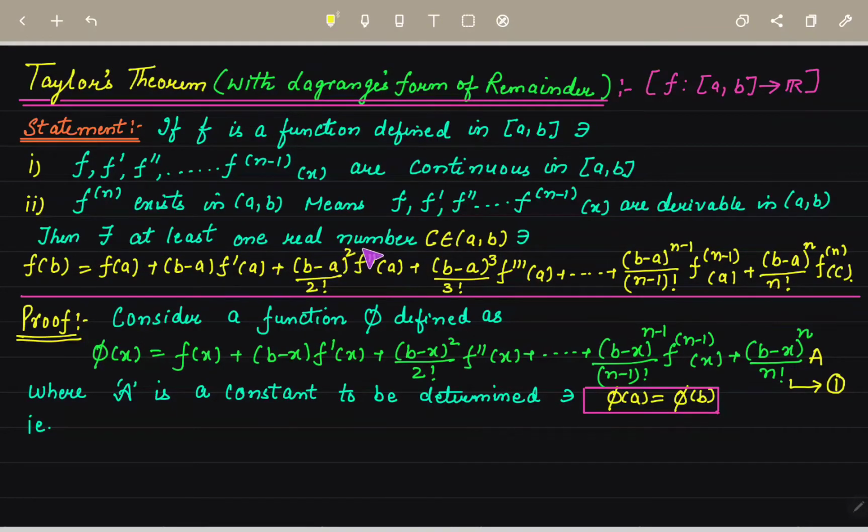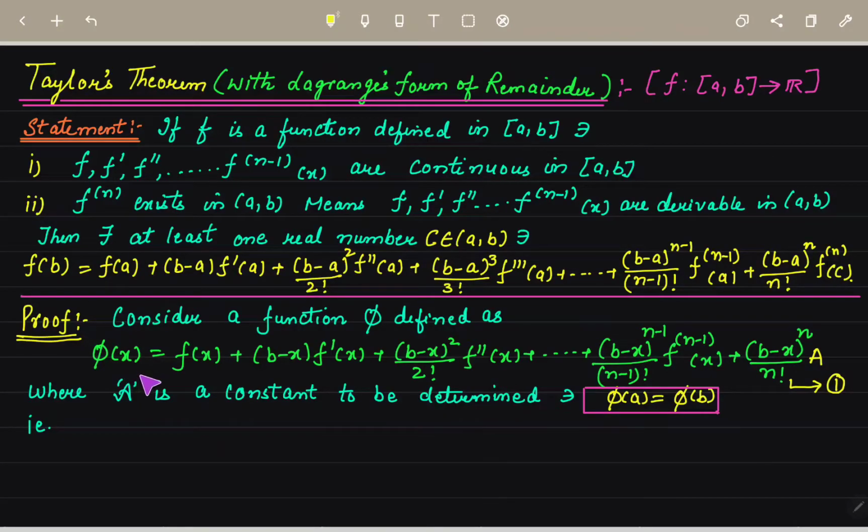There exists at least one real number c which belongs to this open interval (a, b) such that this condition holds, that is f of b is equal to f of a plus (b minus a) into the first derivative of the function at a plus (b minus a) whole square divided by 2 factorial into the second derivative of the function at a, and so on up to (b minus a) whole raised to the power n divided by n factorial into the nth derivative at c. So for proving the theorem, what will we do?